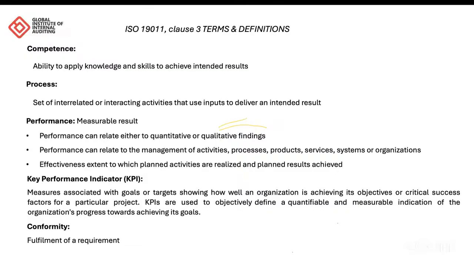Now, we'll talk about conformity, fulfillment of a requirement. In ISO, we use two basic words that you come across a lot. You come across conformity and non-conformity, or you say conformance and non-conformance. You are going to be coming across that word. What does conformance mean? What does conformity mean? It means fulfillment of a requirement.